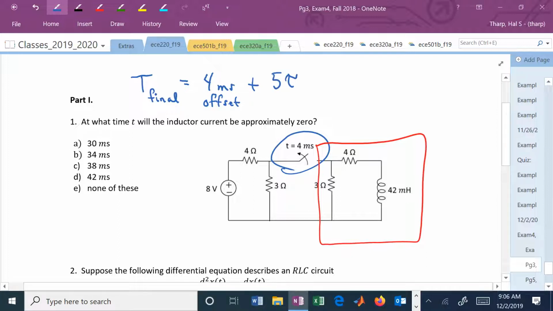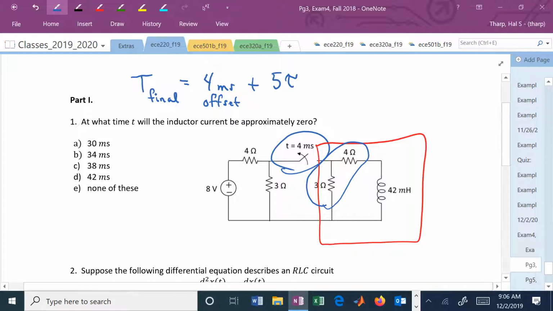So there are two parts to this problem. One is remembering to take the offset into account, and the other is finding the time constant tau. This is a first order RL circuit. We now simply need to focus on what's remaining when that switch is thrown. Now we have an RL circuit, and hopefully you can see that this series combination of the R's is your effective resistance value in that RL circuit.